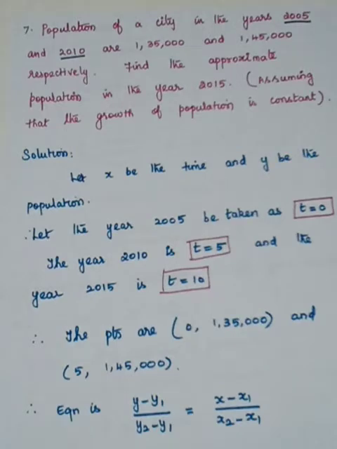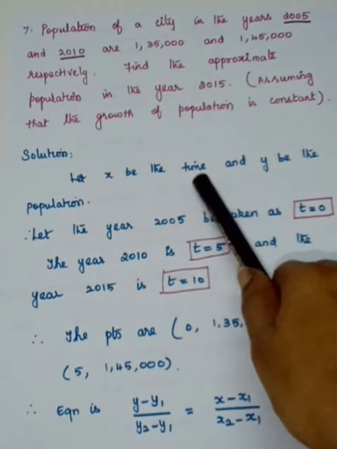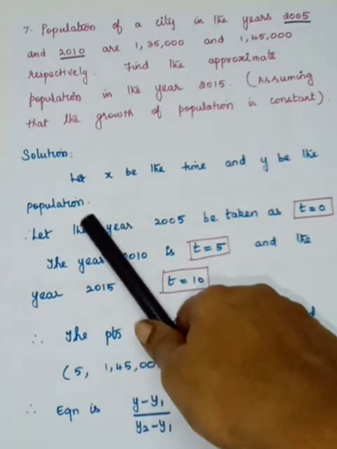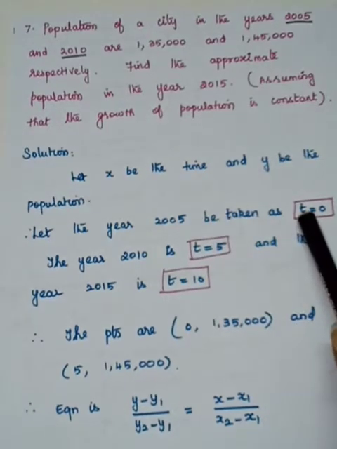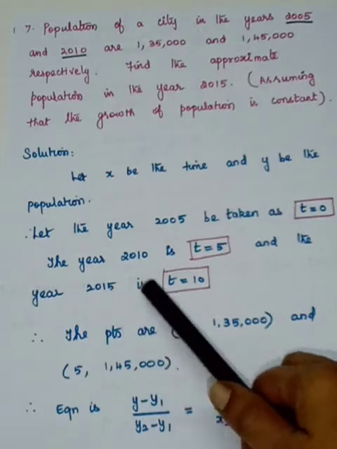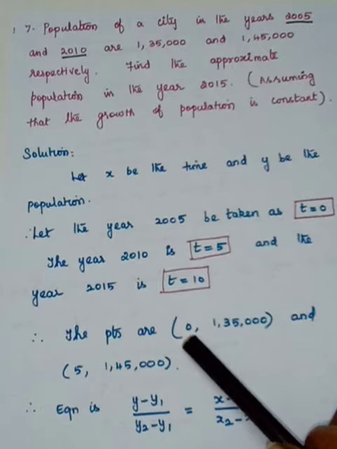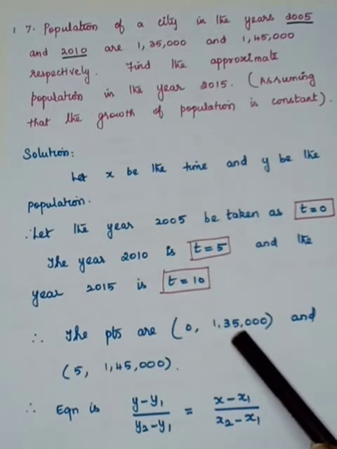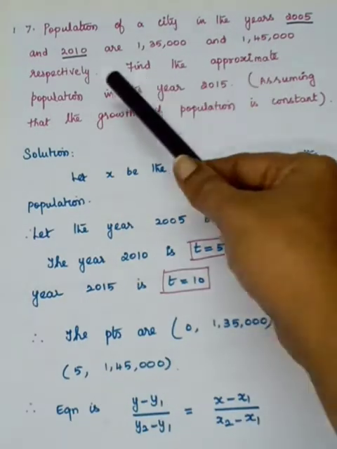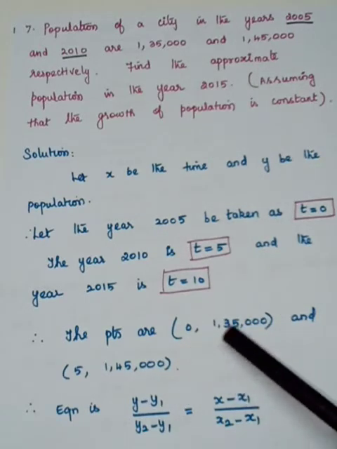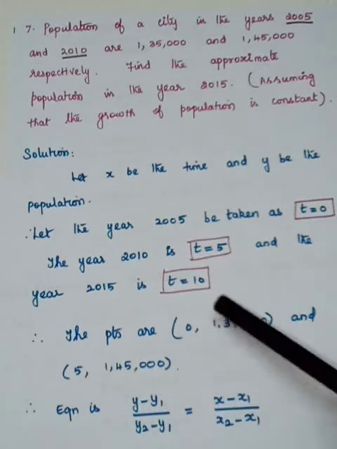So here the year and the population are given. If the year changes, the population increases. So let x be the time in terms of years, and y be the population in that year. 2005 is taken as t is equal to 0, 2010 is t is equal to 5, and 2015 is t is equal to 10. So we can write the points as time with respect to population. When t is equal to 0, that is 2005, the population is 1,35,000. When t is equal to 5, in 2010, the population is 1,45,000. So the points are (0, 1,35,000) and (5, 1,45,000). Here you are having 2 points.